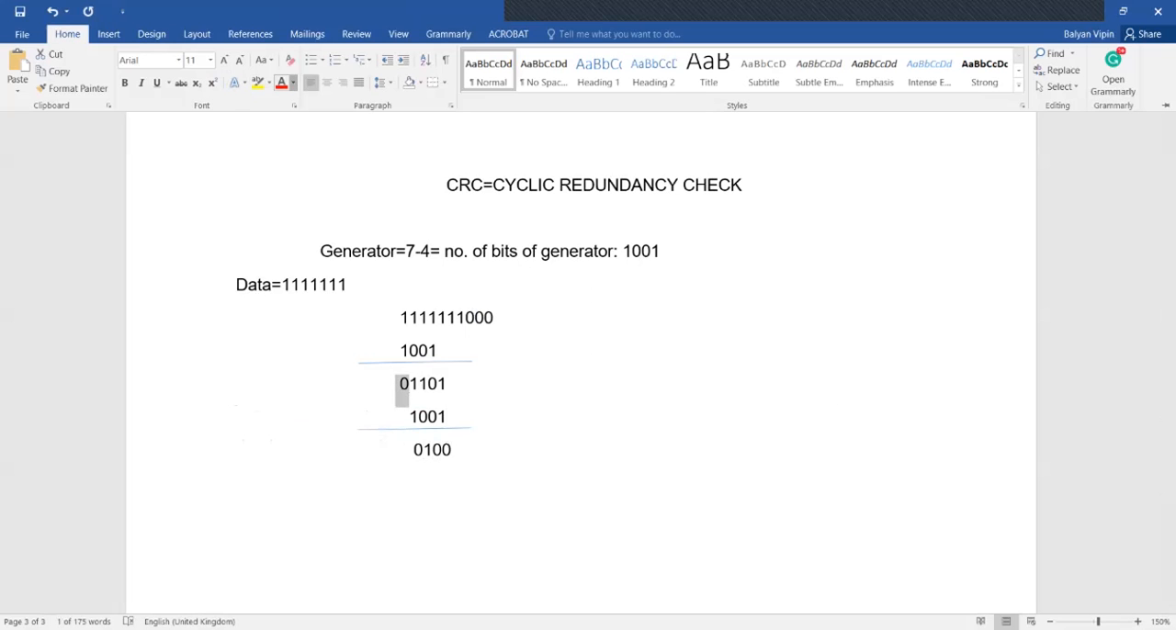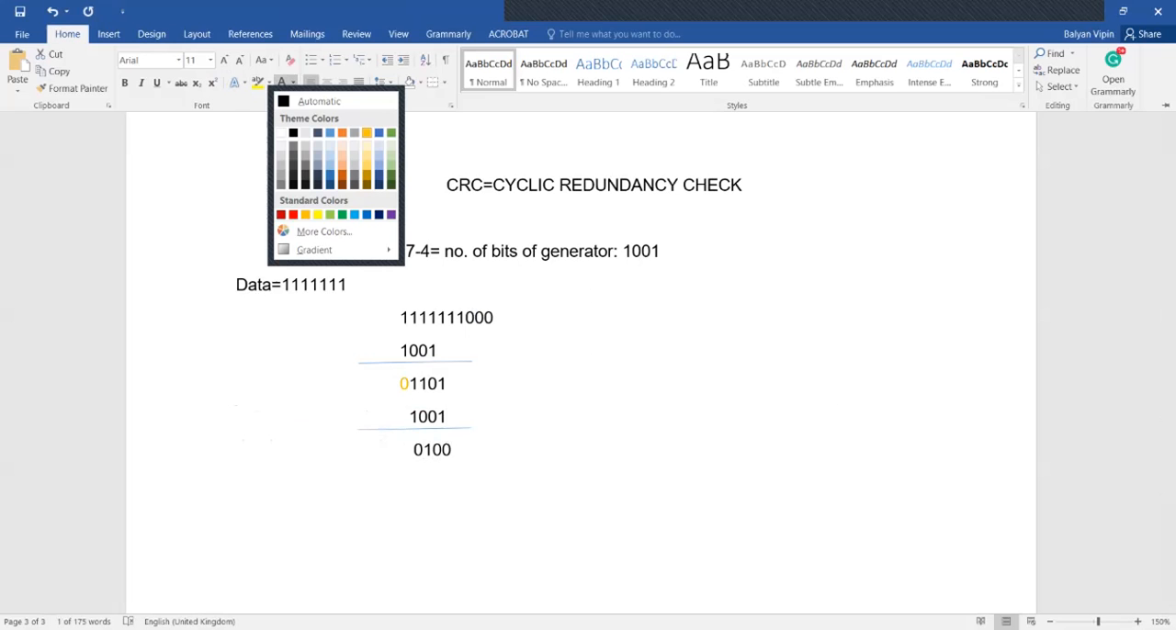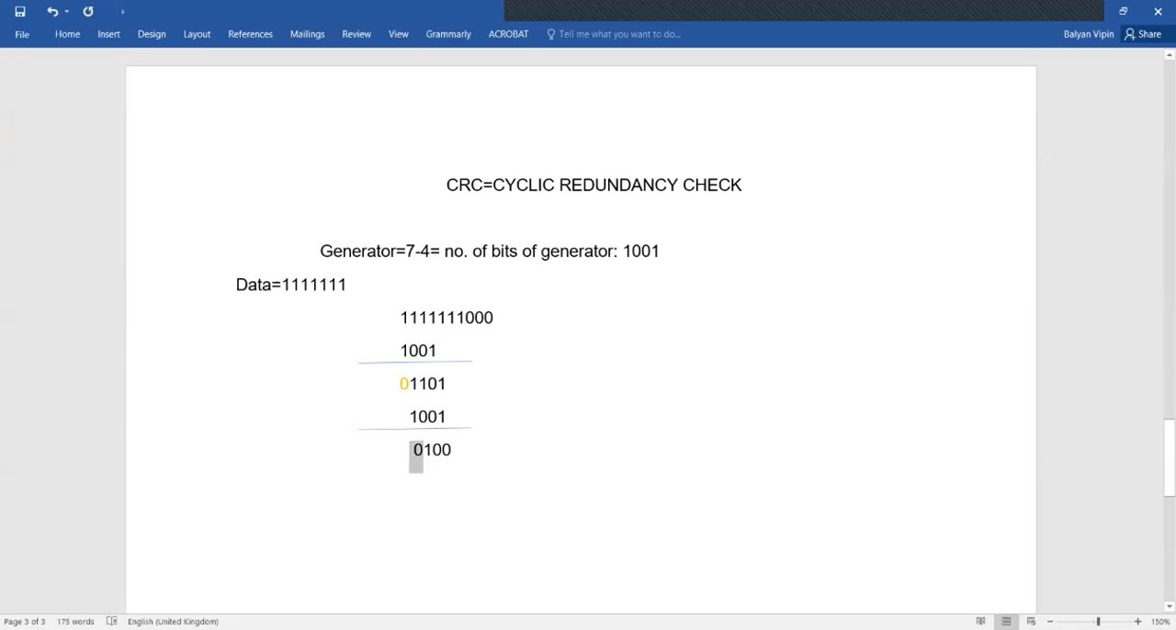Let me change the color to some other color, let's say yellow. And this one again, you will ignore this one also. So it is again yellow. Now, we are done up to this point. Now we borrow this one. Now we will do the division again with 1001.